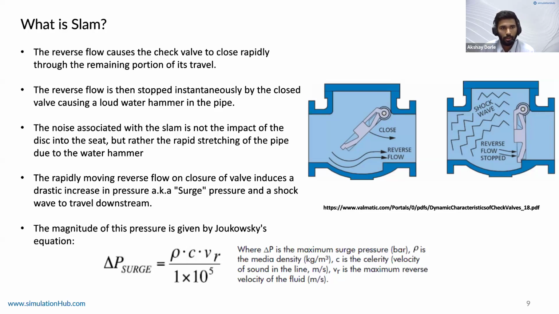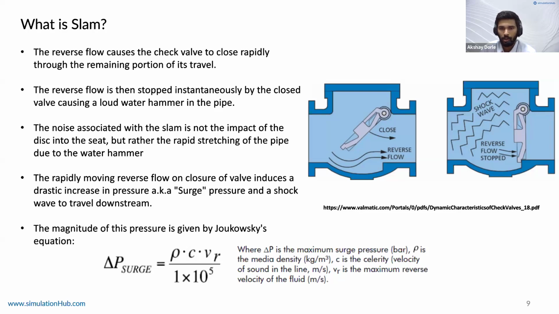So as we have seen, when water hammer takes place, it causes a huge spike in pressure. This is referred to as surge pressure, and it travels as a shock wave inside the pipes on the downstream end. The magnitude of this pressure is calculated by Joukowski's equation, which is given here, which is rho times C times VR divided by 10 to the power 5.